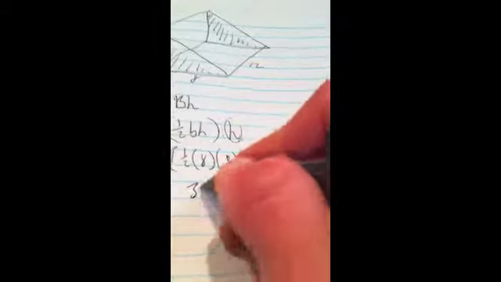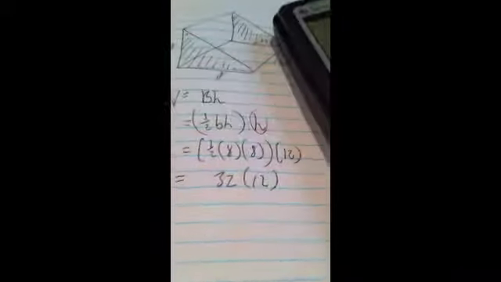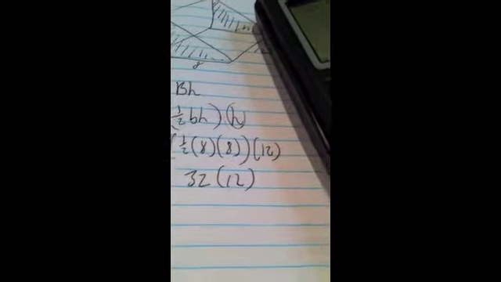So half of 64 is 32. 32 times 12 is something. Let's see, should be 384.